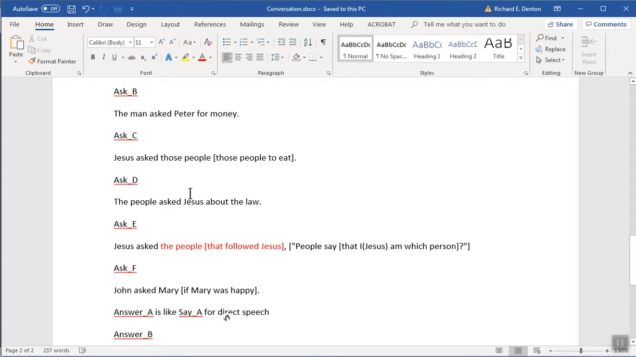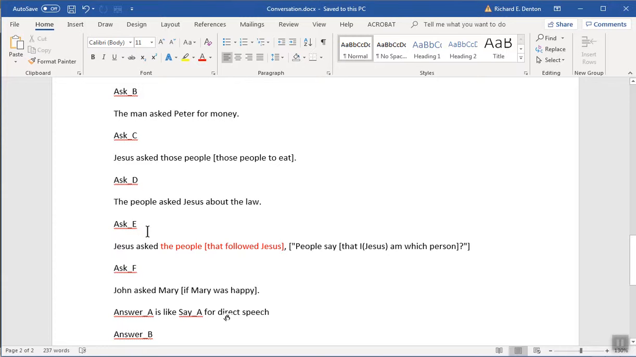Ask C is asking someone to do something. Jesus asked those people, left bracket, those people to eat, right bracket. As I showed you with speak, you can see all of these forms and all the arguments from the ontology, but I'm summarizing them here. Ask D is to ask someone about something. The people asked Jesus about the law.